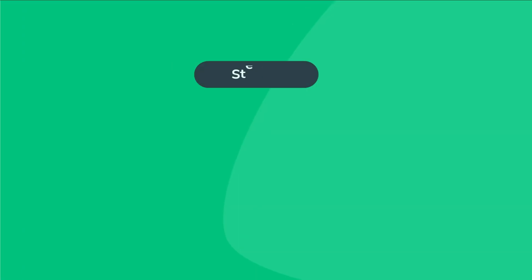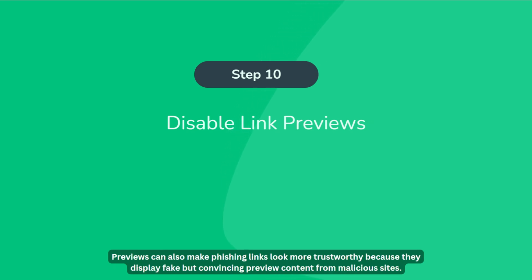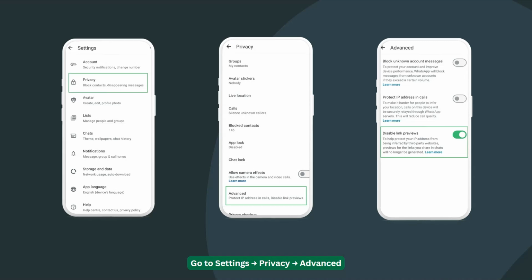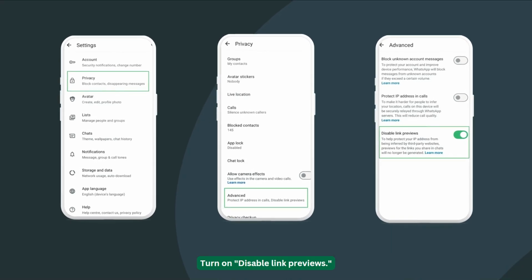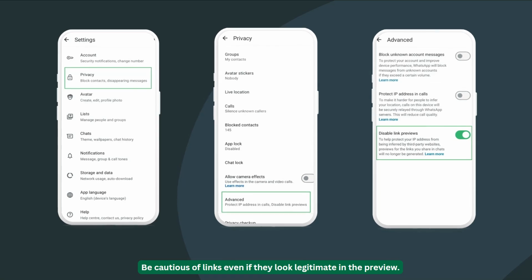Step 10. Disable link previews. Link previews in WhatsApp can leak your IP address when the app fetches external website data. Previews can also make phishing links look more trustworthy because they display fake but convincing preview content from malicious sites. Go to Settings, Privacy, Advanced. Turn on Disable Link Previews. Be cautious of links even if they look legitimate in the preview.